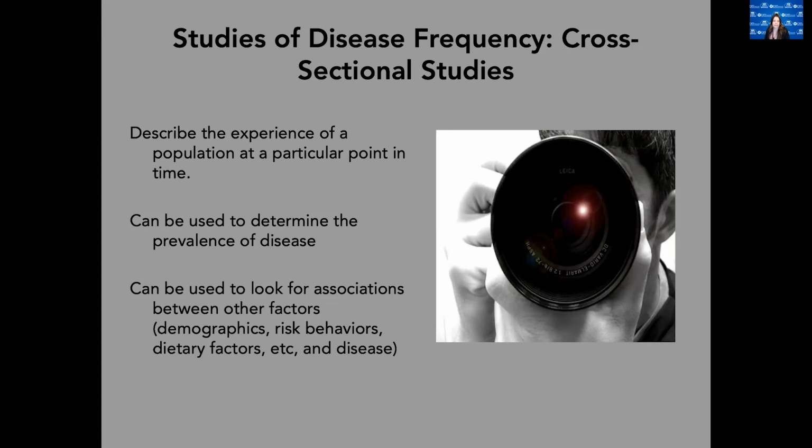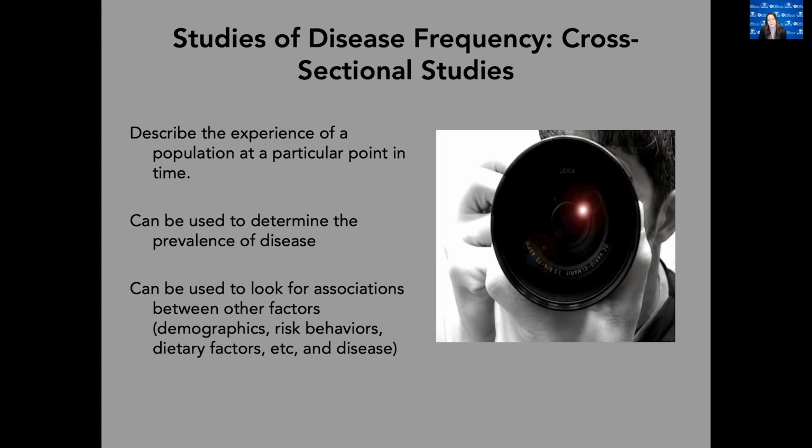And then the next step up from there would be studies of disease frequency, which are cross-sectional studies. So they describe the experience of a population at a particular point in time. So I've got a picture of somebody taking a photograph. I think of these studies as being snapshots in time. They can be used to determine the burden of disease in a population or the prevalence. Prevalence is simply the number of people who have a disease in a population over the total number of people in that population at a specific point in time.